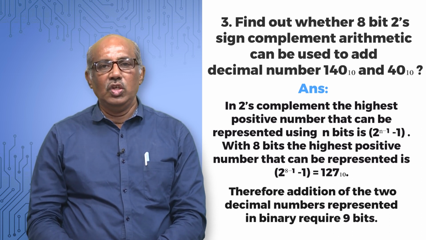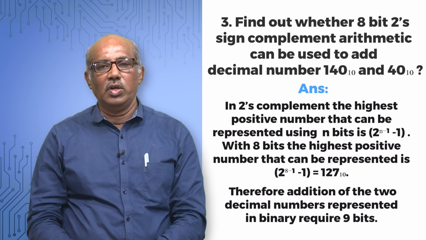Therefore, for addition of the two decimal numbers, that is 140 and 40, we require 9 bits, because if I take 9 bits, 2 raised to 9 minus 1, that is 2 raised to 8, which is 256 minus 1, that is 255, I can easily represent it, because my addition of 140 plus 40 comes out to be 180. Therefore, how many bits do we require? We require 9 bits. Now, moving on to the next.